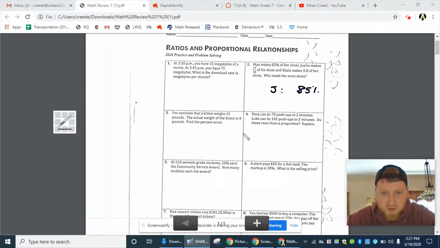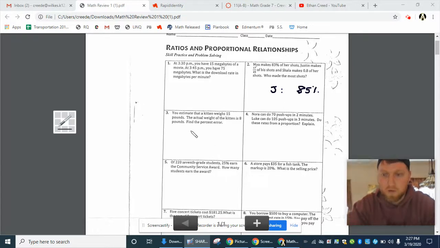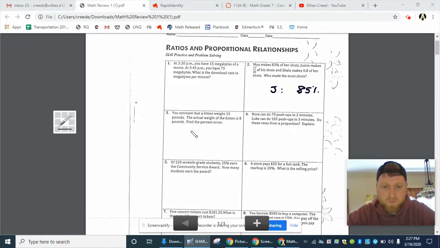You estimate that a kitten weighs 15 pounds. The actual weight of the kitten is 8 pounds. We got to find the percent error. We have talked about this. It's mostly percent change. If you remember right, we did a slideshow of guess my age, where we guessed like the president's age, we guessed Mickey Mouse's age. I hope you remember that. I'm sure you do. That was a pretty fun activity.